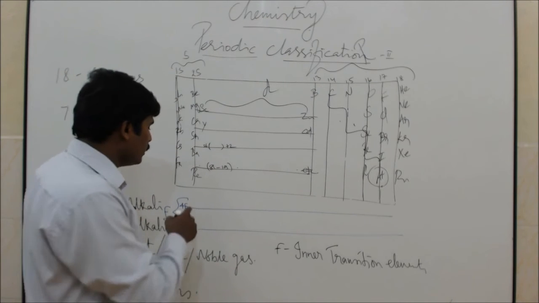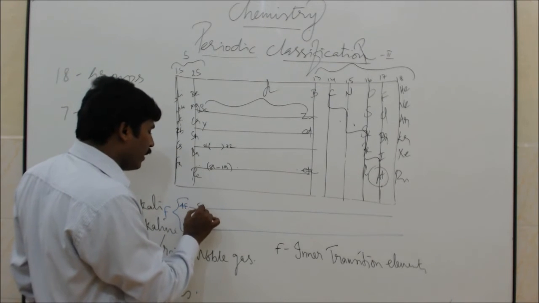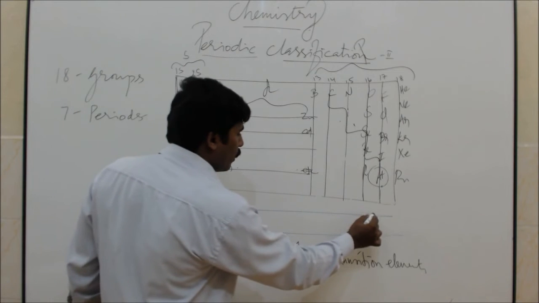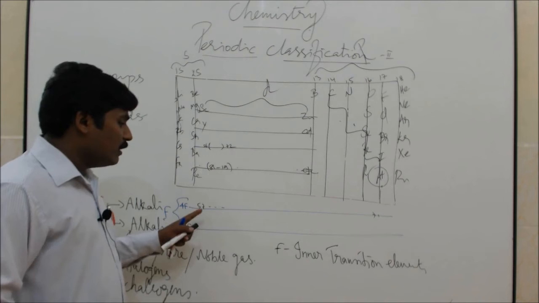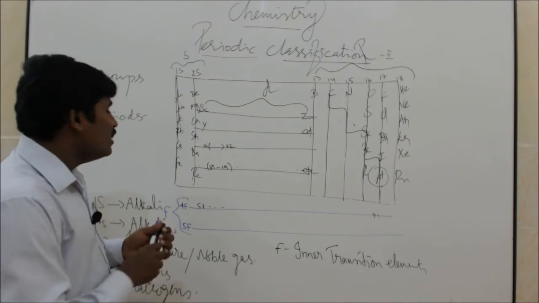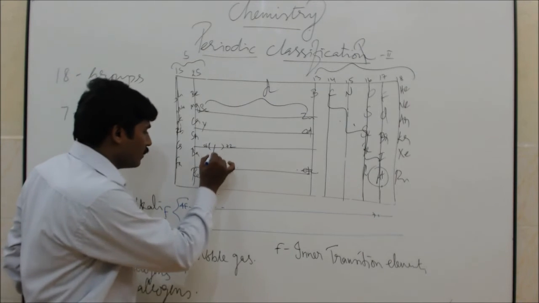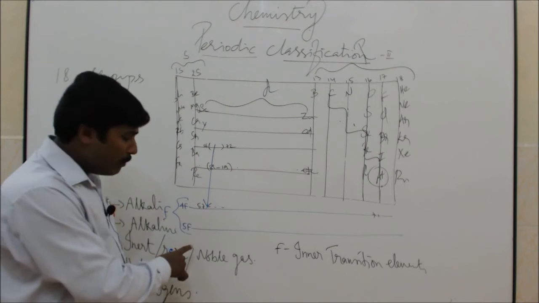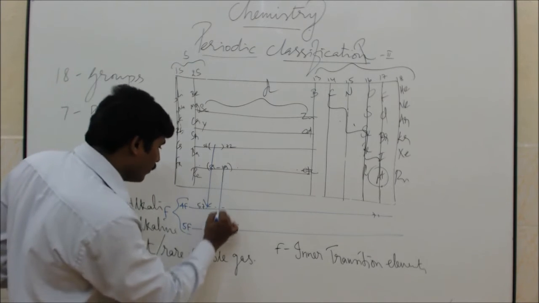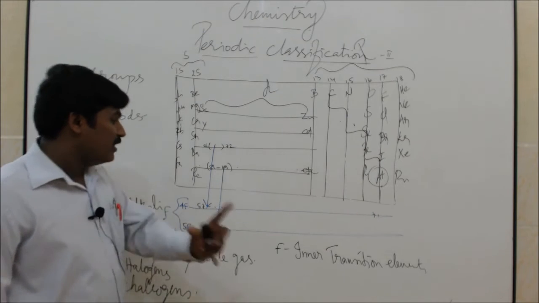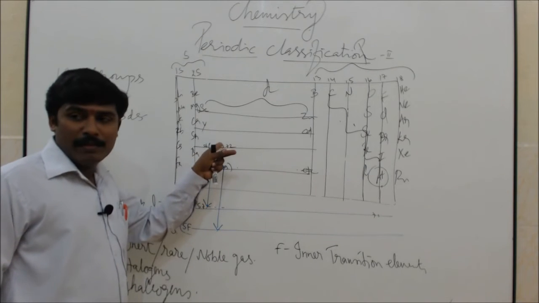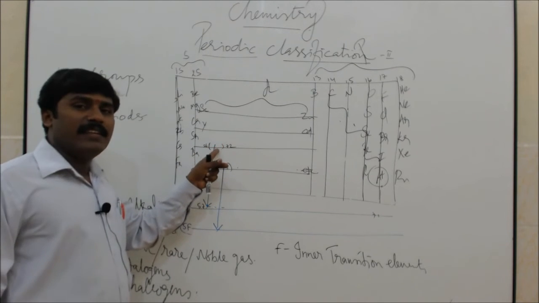What about the remaining ones? Because here 57 to 71 will come. These F block elements, the original position is coming from here. Very same, the F block original position is coming from here. These F block elements' original position is inside the D block elements, inside the transition elements.